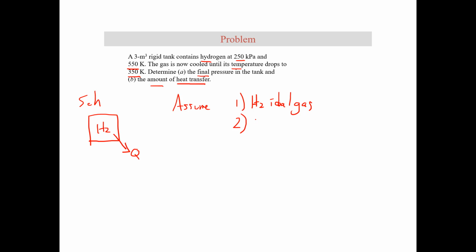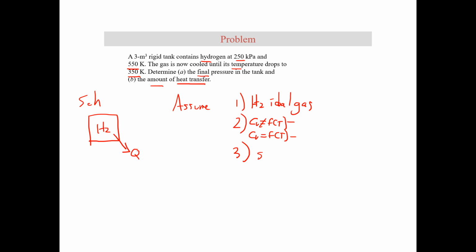Because we have to take our specific heats into account, we assume that the specific heat is either constant, meaning it is not a function of temperature, or variable, meaning it is a function of temperature. So we're going to do both. We're going to solve this problem with a first law analysis, assuming both constant specific heats and variable specific heats, so that you can see the difference in how to evaluate this problem for both of those assumptions.